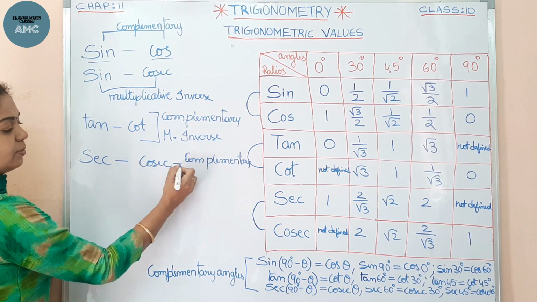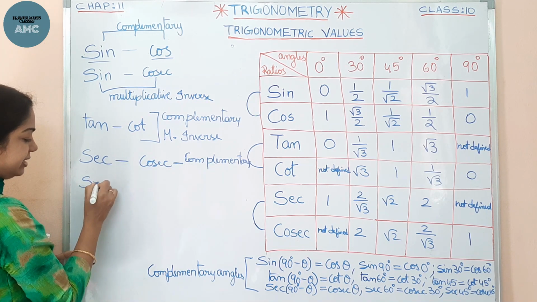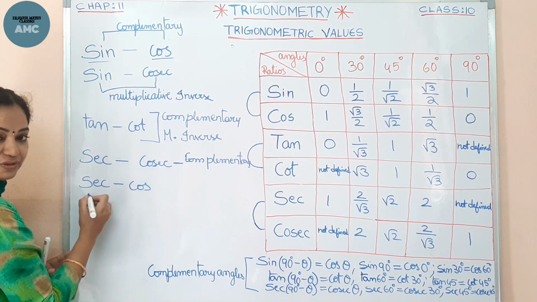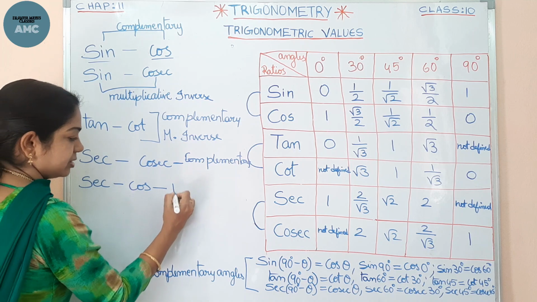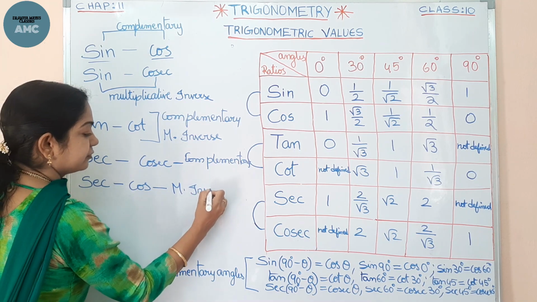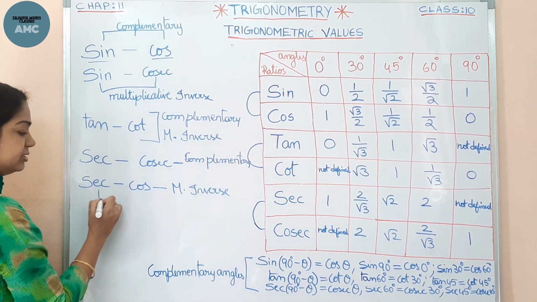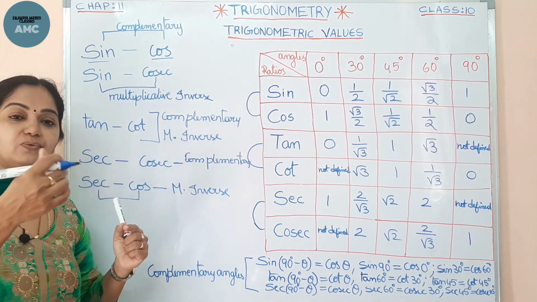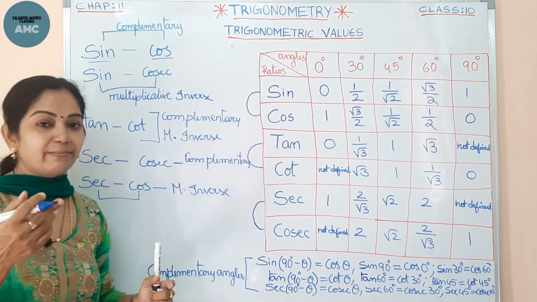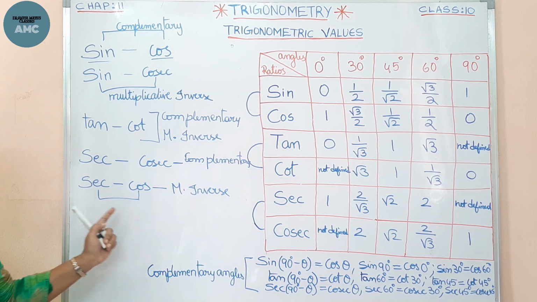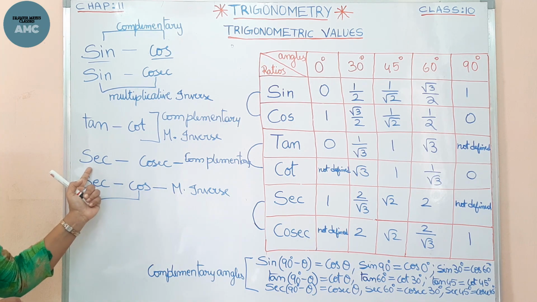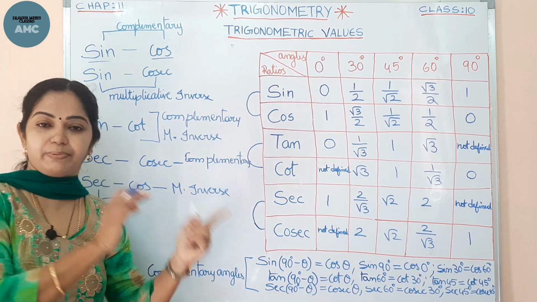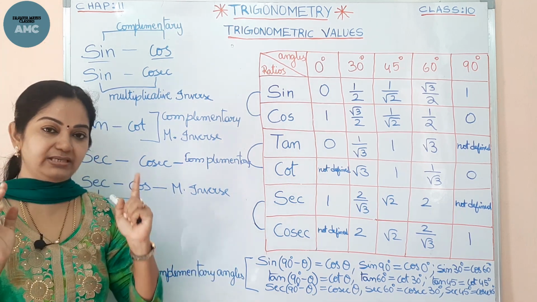Whereas for secant, the multiplicative inverse is cos. Okay, for secant, multiplicative inverse is cos. So this you have to remember. Secant and cos are multiplicative inverse. Secant is equal to 1 by cos, or cos is equal to 1 by secant. That means they are reciprocal to each other, whereas secant and cosecant form the complementary pair. So don't get confused. If you correlate the complementary and the multiplicative inverse, you will easily understand.